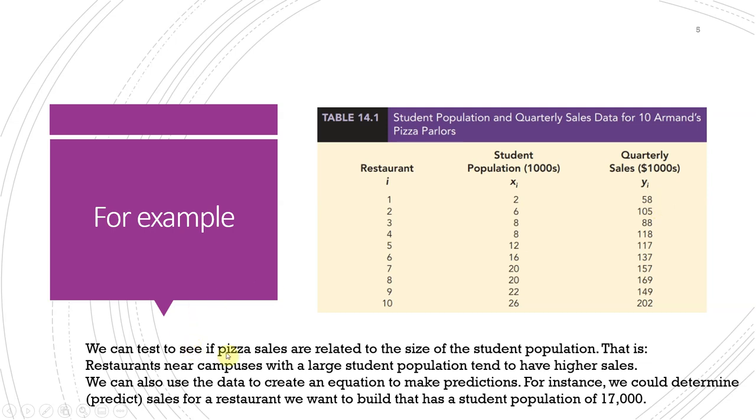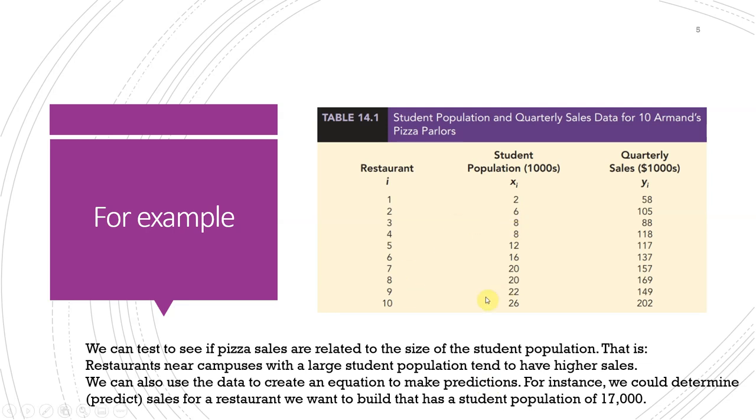So we can test to see if pizza sales are related to the size of the student population. That is, we would expect that restaurants near campuses with a larger student population would have larger, higher sales. So again, this shows the strength and the direction of the relationship, which is correlation. But again, with regression, we can create an equation, a regression line, which we can use to make predictions. So that's the benefit of regression, right? We create an equation which we can use for prediction, which is extremely important in business, right?